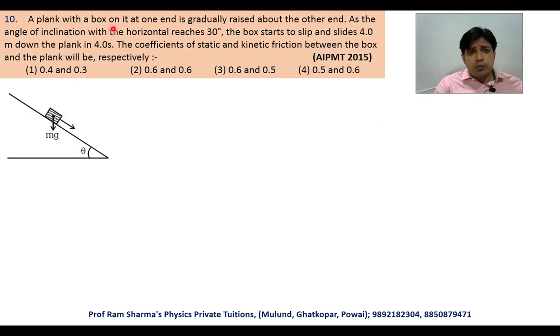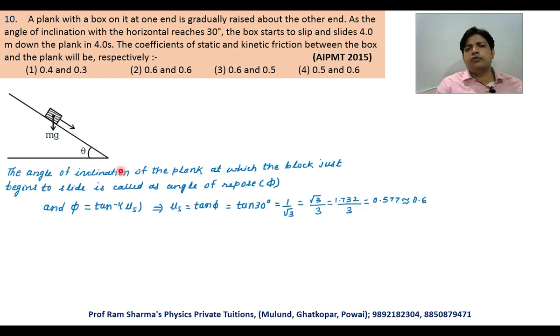A plank with a box on it at one end is gradually raised about the other end. Okay, so this plank is being raised. As the angle of inclination with the horizontal reaches 30, the box starts to slip. Now this is very interesting. We just focus on these wordings. That means at this 30 degrees, the box starts sliding. This angle of inclination for which the block just begins to slide is called the angle of repose.